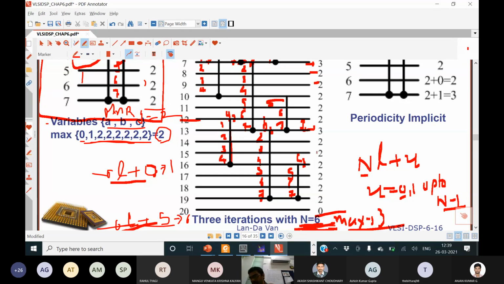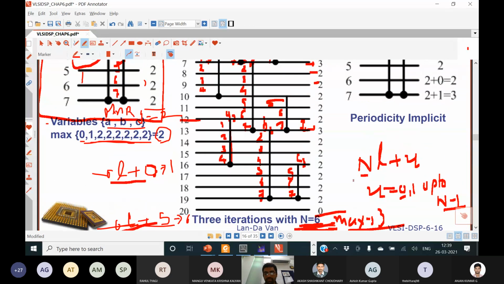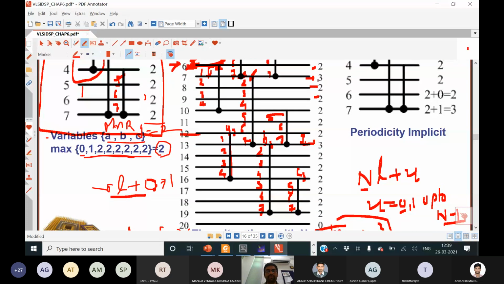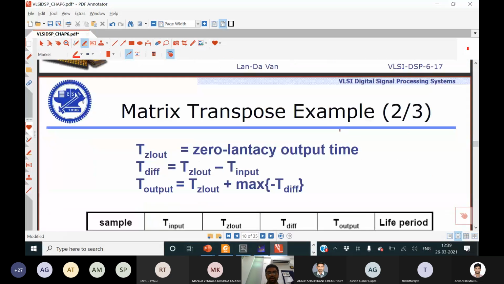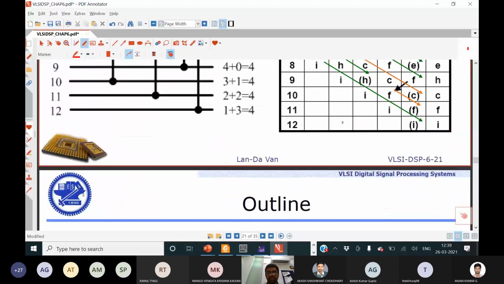So the minimum number of registers which is being identified, for n is equal to 6 for this example, is 3. The minimum number of registers is the maximum of live variables at a particular instance. Now with this we will try to see how we can allocate these registers.